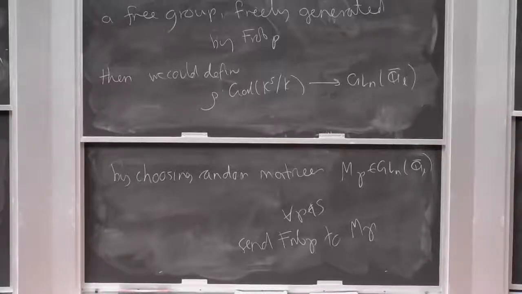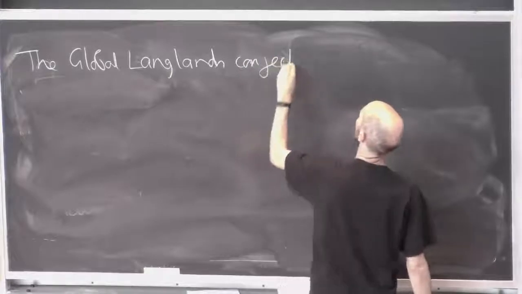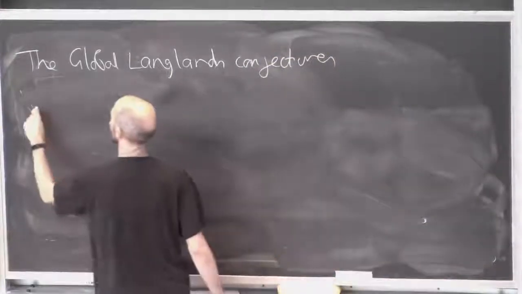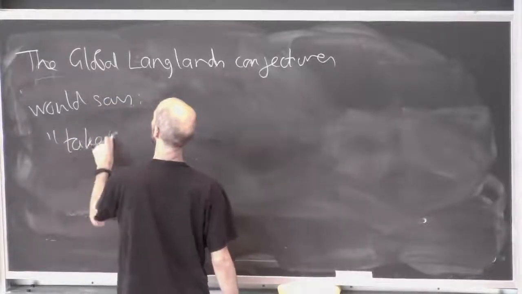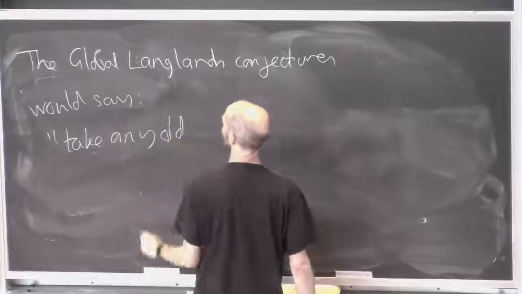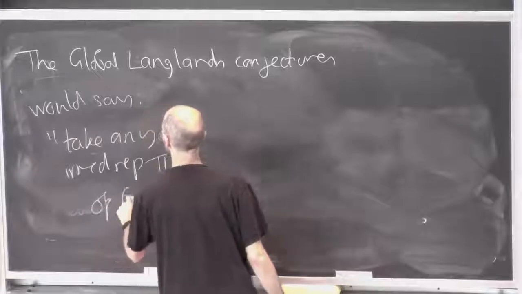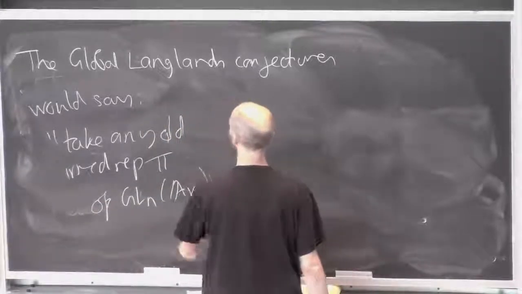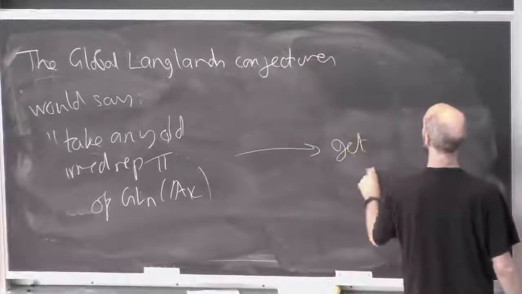Okay, so if that was a free group generated by this, then the global Langlands conjectures would say, take any old irreducible representation pi of GL_N of the adeles of K. Take any random one, and we get rho_pi.